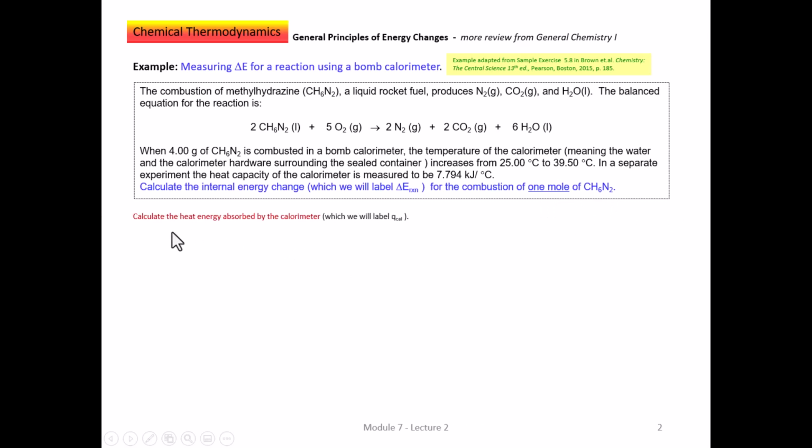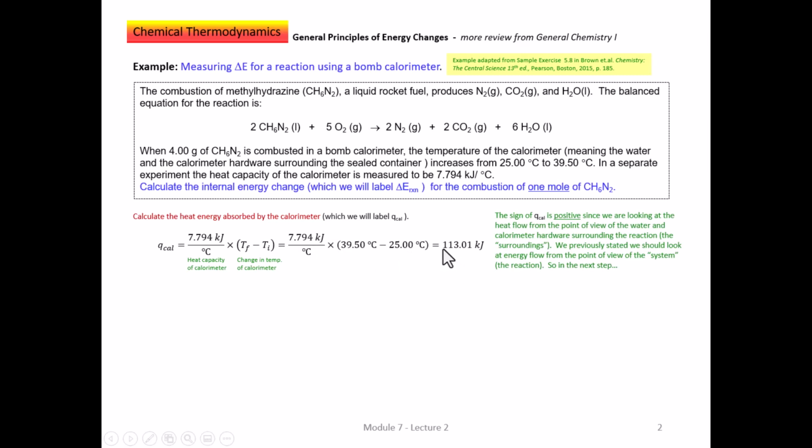So to do this, we want to calculate the heat energy that's absorbed by the calorimeter, and we'll symbolize that as Q sub CAL, CAL meaning calorimeter, heat flow from the calorimeter's point of view. We can calculate that by simply taking the heat capacity of the calorimeter that we're given and multiplying by the temperature change that we measure. So we have the heat capacity times a temperature change, which is final temperature minus initial, 39.5 minus 25, multiplied by the heat capacity, and it ends up that we get Qcal of 113.01 kilojoules.